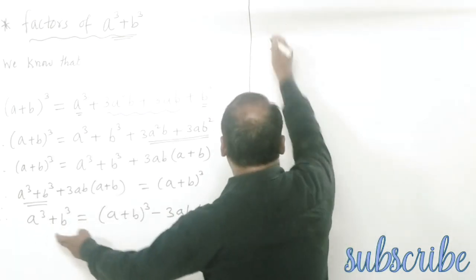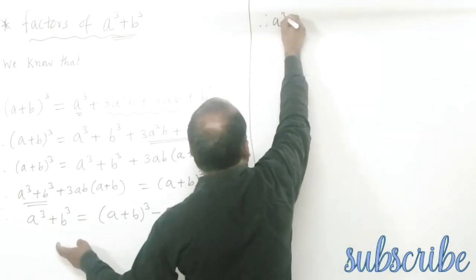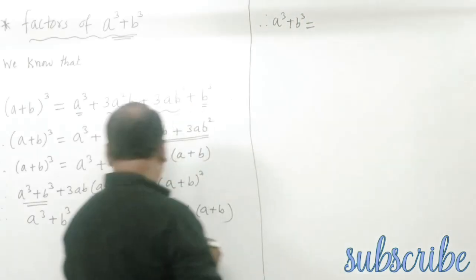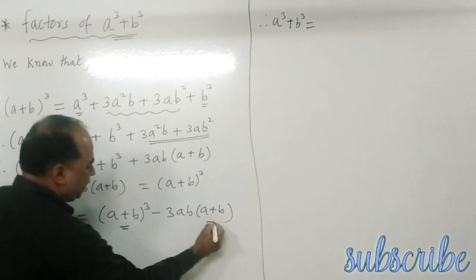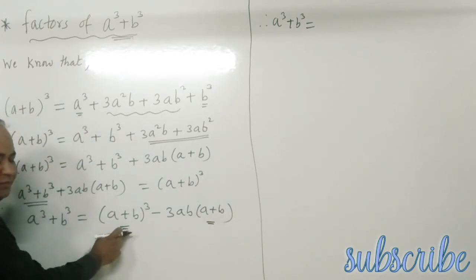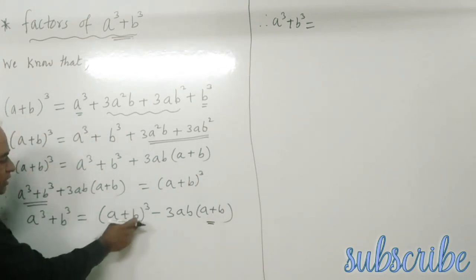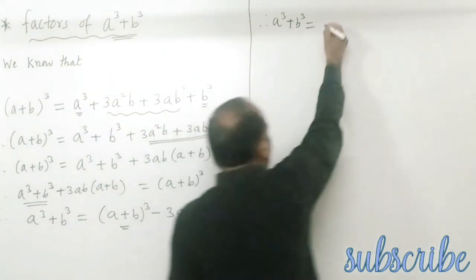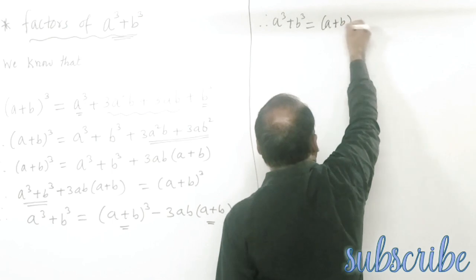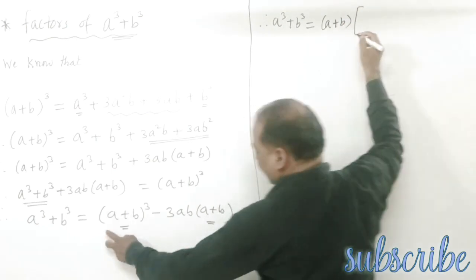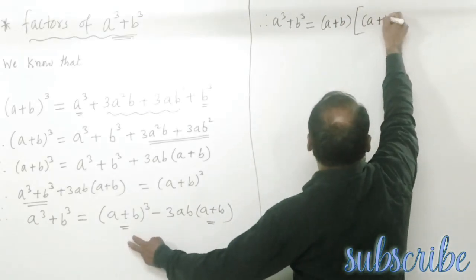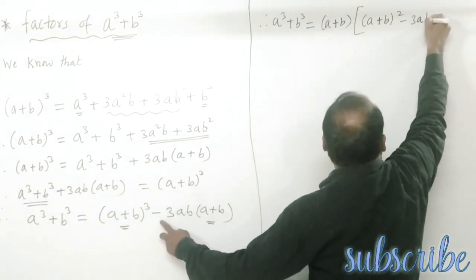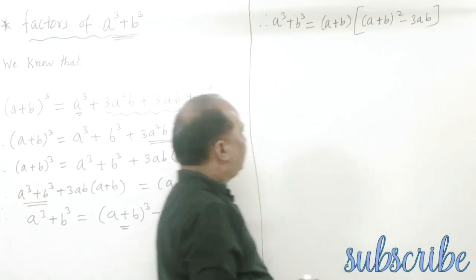Now, a cube plus b cube is equal to (a plus b) cube minus 3ab (a plus b). From here one bracket (a plus b) you can take outside. In the bracket there will be (a plus b) square minus 3ab remaining inside the bracket.